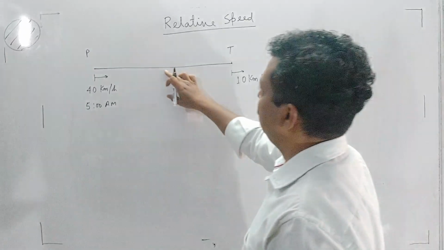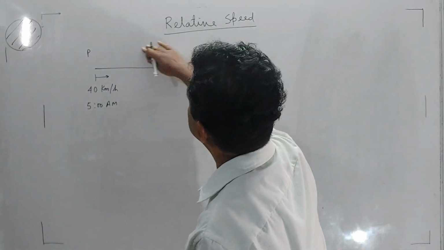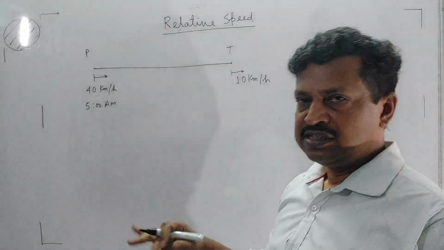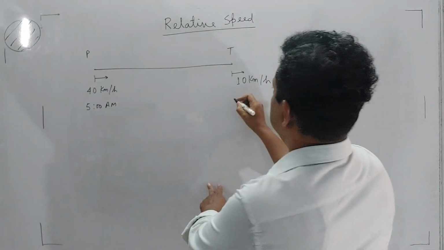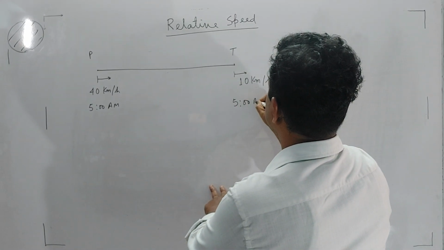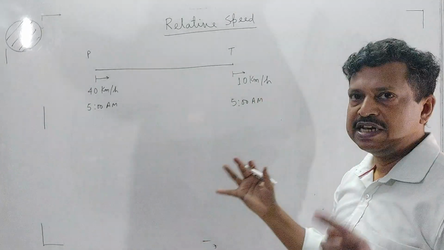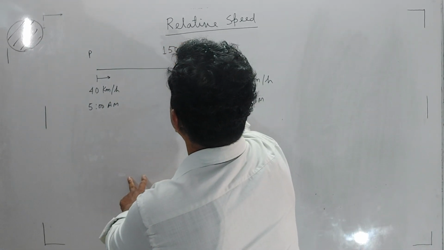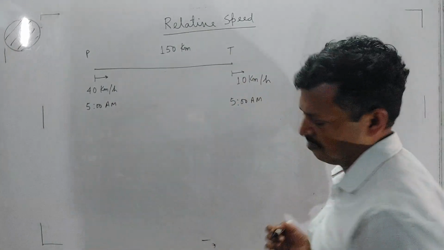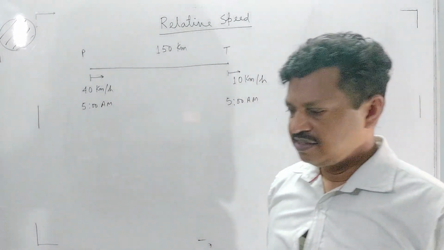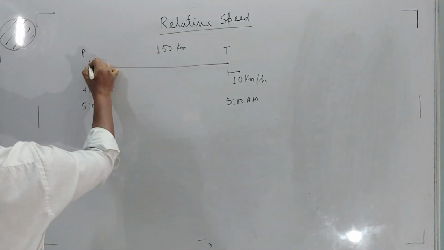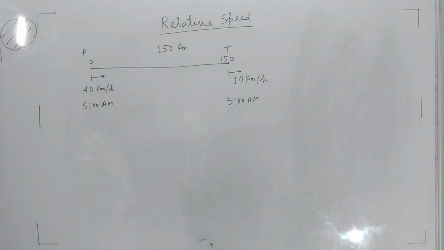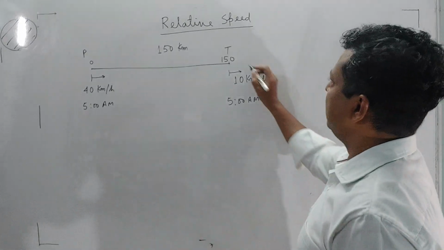All right. Now let's say the distance when police started chasing the thief. That means at 5 a.m., the distance between police and thief, let's say, is 150 kilometers. Now let us understand this way: let's take this as the 0 point. So this has to be the 150 kilometer point. Now after 1 hour what will happen? Have a look.